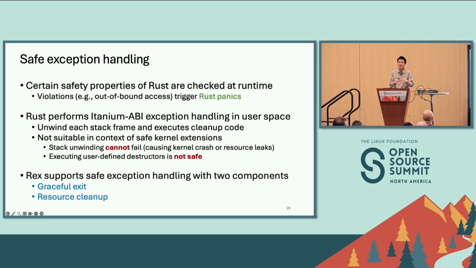However, doing so is actually not suitable in the kernel because stack unwinding in kernel space cannot fail. Otherwise, we may risk leaking resources or even crash the kernel. At the same time, executing user-defined arbitrary destructors is not safe because we cannot ensure that those destructors do not trigger a secondary panic that will fail the whole panic handling process. So in Rex, we support safe exception handling in two components. We call it graceful exit and resource cleanup.